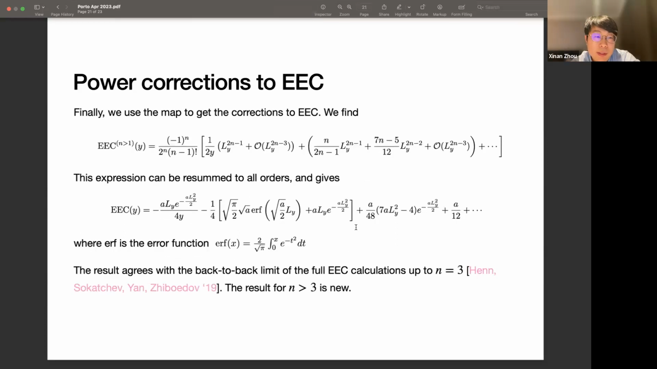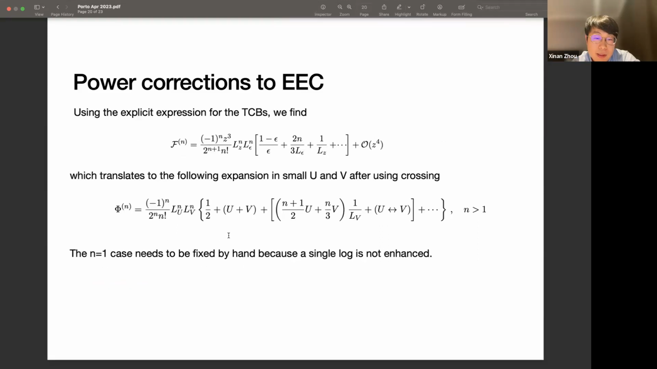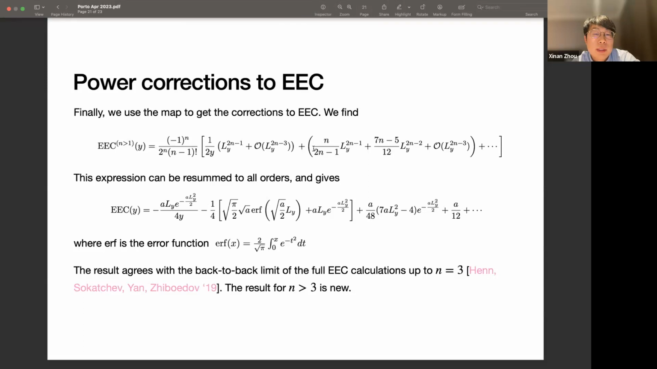Okay. Now the final step is to map this logarithmic correction of the 4-point function to the logarithmic correction of the EEC using the map I showed you earlier. Doing so, you find this expression at n loops. Because n here is arbitrary, you can actually resum it to all orders in coupling, and you get the following result. The ERF function here is an error function. We checked this back-to-back limit result against the back-to-back limit of the EEC calculation, which has been known up to 3 loops. But the result for n greater than 3 is new.